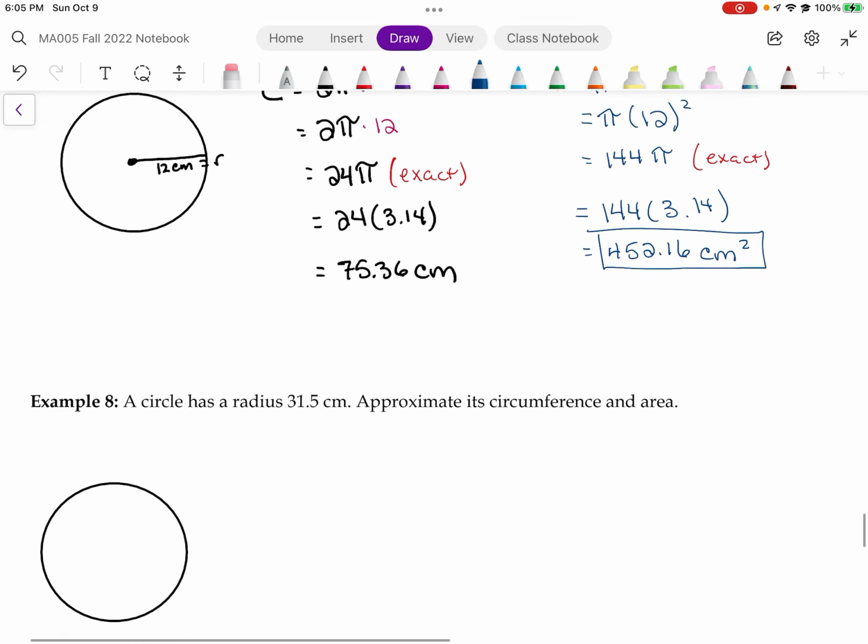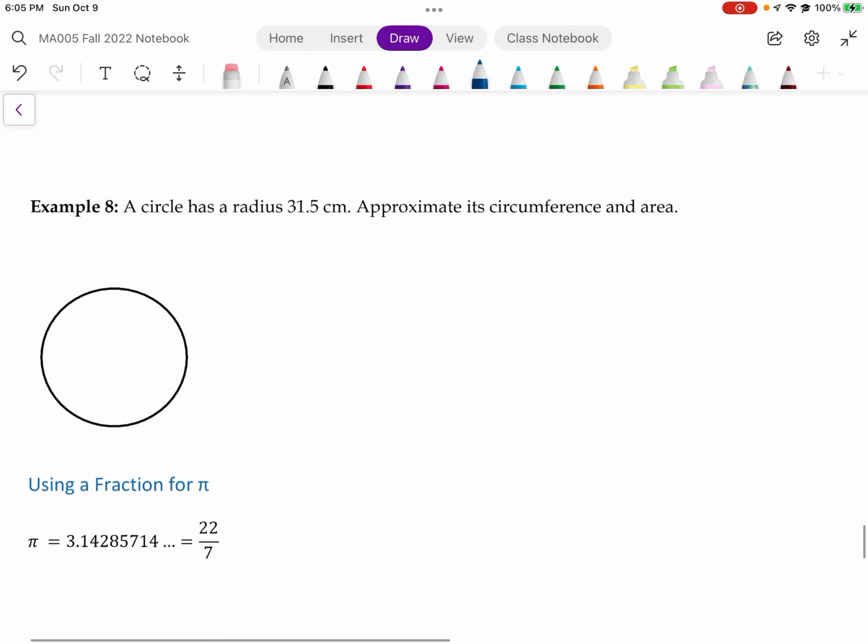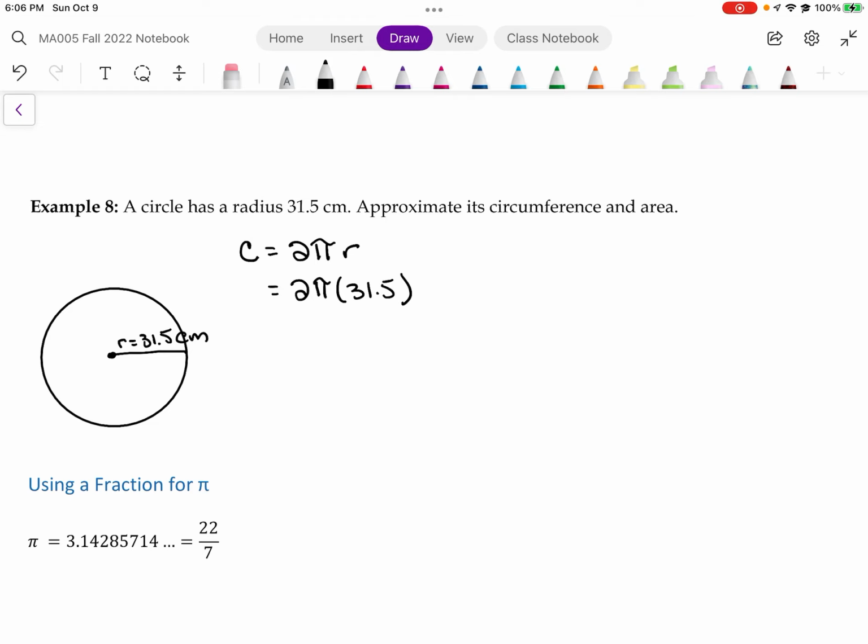All right, so example 8. Try this without me, now that I've shown you how to do it. All right, so here's our center. That means our radius is 31.5 centimeters. All right, so let's find the circumference. So circumference is C equals 2 pi times r. So that means we have 2 pi times 31.5 centimeters.